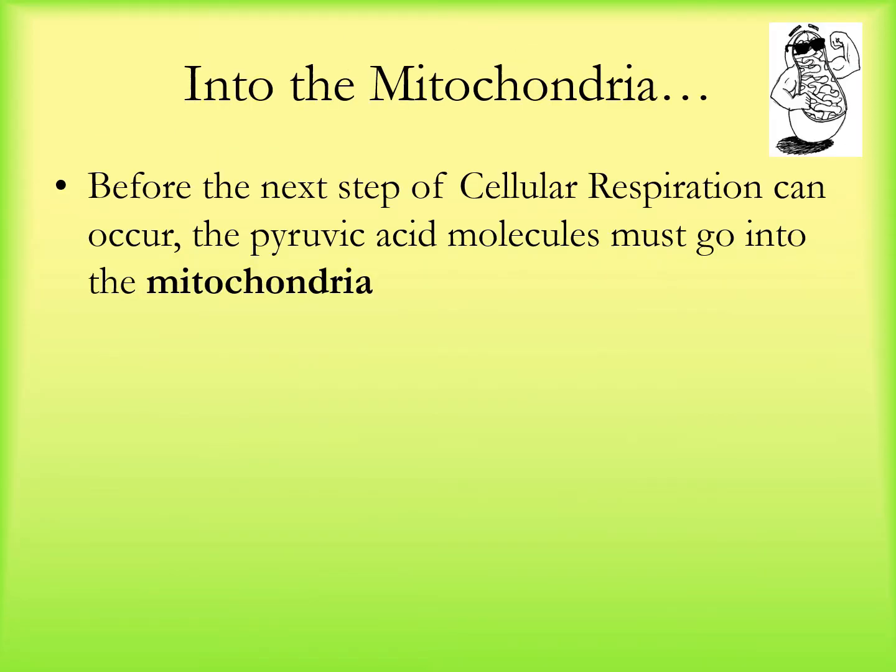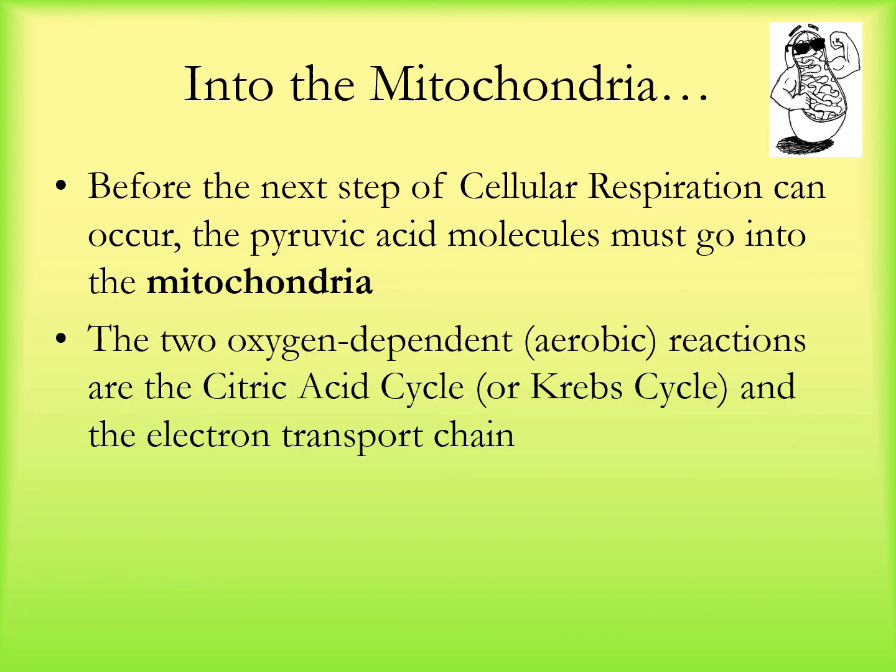Now, let's proceed to the mitochondria. Take note that the pyruvic acid produced in the cytoplasm will now enter the mitochondria. So before the next step of cellular respiration can occur, the pyruvic acid molecules now will enter this sausage-like structure, and that is the mitochondria. The two oxygen-dependent or aerobic reactions are the citric acid cycle and the electron transport chain. As I've said a while back, the glycolysis process does not need oxygen. Therefore, that is anaerobic respiration.